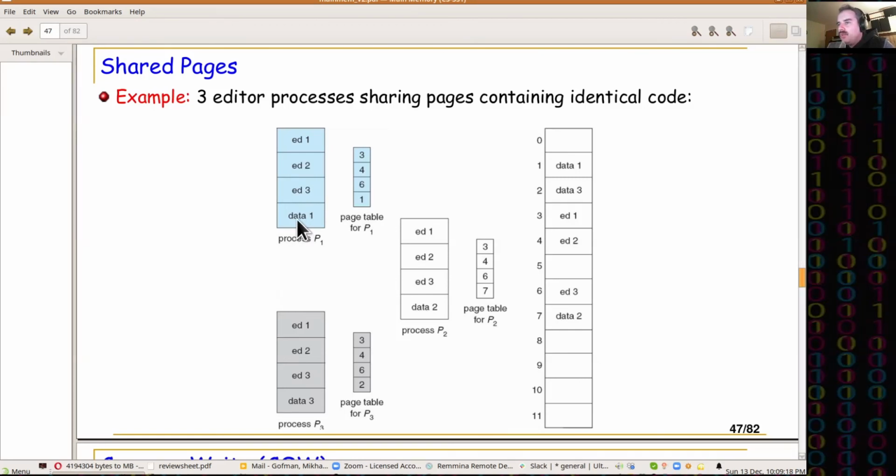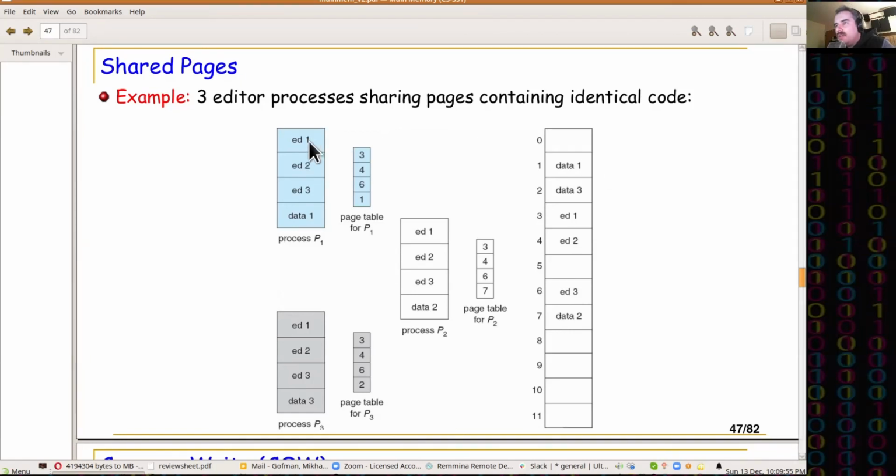So what we can do is load the code of the editor into physical memory only once. For example, we allocate physical frame 3 to store the first page of code, we allocate physical frame 4 to store the second page of the editor code, and we allocate physical frame 6 to store the third page of the editor code. All of the instances of the editor process can now share this code by mapping it to their memory using the page tables.